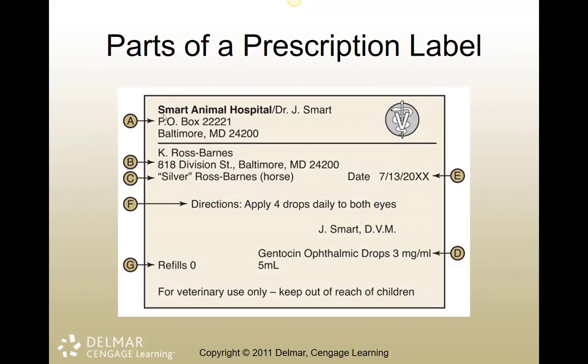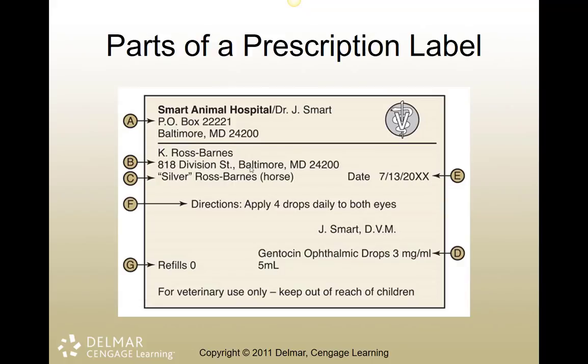So here's a prescription label, Smart Hospital, Dr. J. Smart. Whoever the veterinarian is, if you're in a multi-veterinary practice, you have to put whoever the veterinarian is. Here, there's just me. But if there was another veterinarian there, then we have to put in the name of who the veterinarian is prescribing. Address, once again in Texas, it has to be the physical. You can include the mailing too, but you have to have the physical.